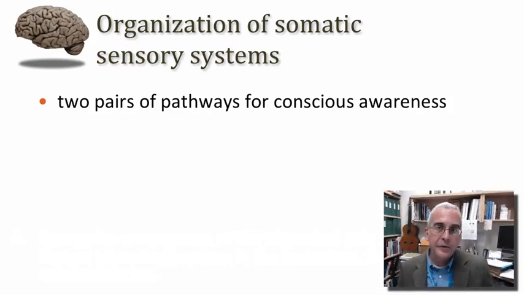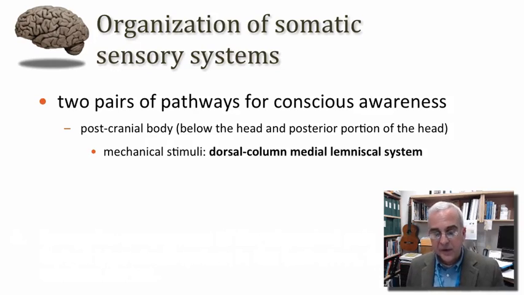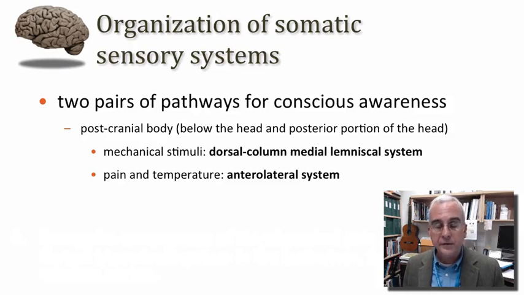Okay, well, I'll just remind you of the broad organization of our somatic sensory pathways. We have two pairs of pathways. One pair serves the postcranial body, one pair serves the anterior cranium, namely the face. So for the postcranial body, below the head, and including the posterior portion of the head, there's the dorsal column medial lemniscal pathway for mechanosensation.